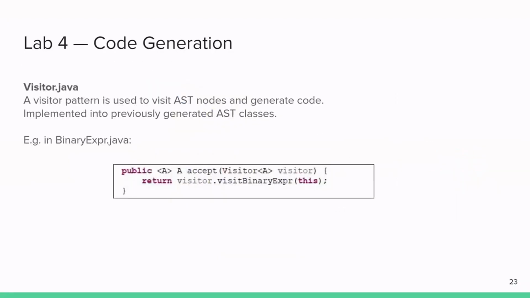Next, we convey the technicalities behind a code generator in Lab 4. So here we are using a visitor pattern to visit AST nodes and generate code. So this has to be implemented in the previously generated AST classes. For example, in binary expression.java, an accept method has to be included.